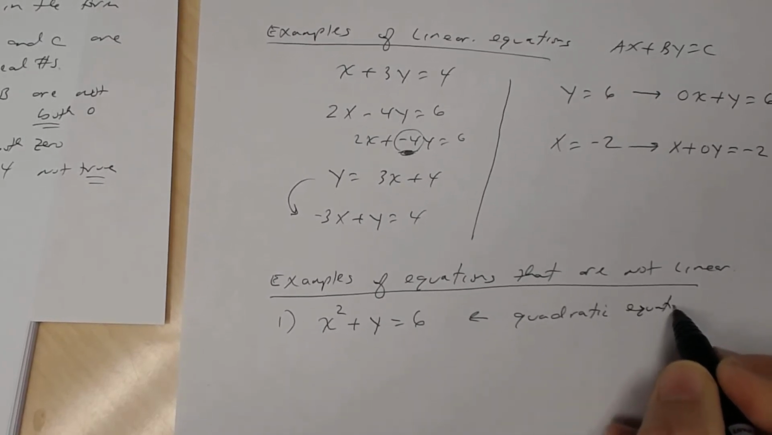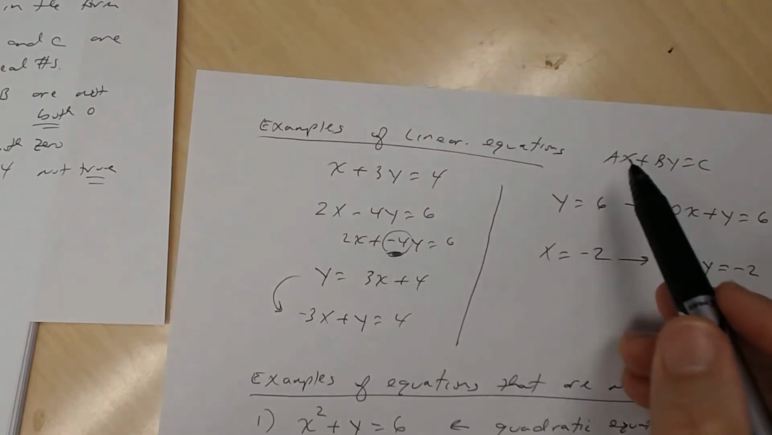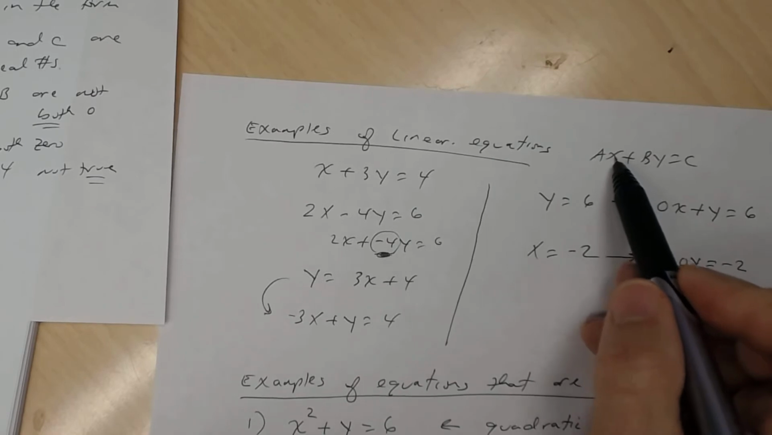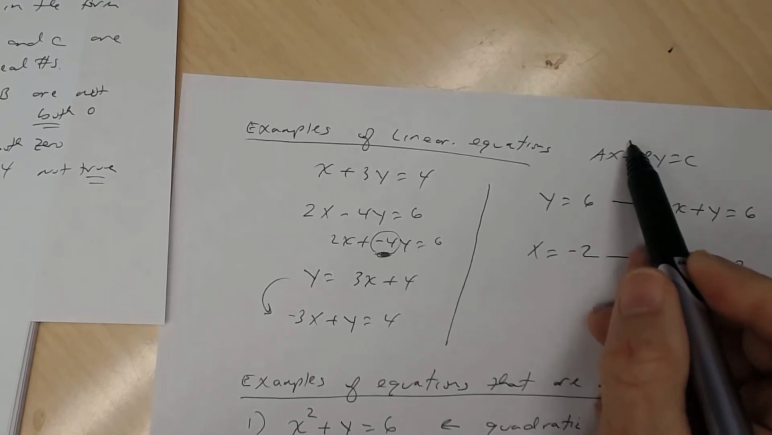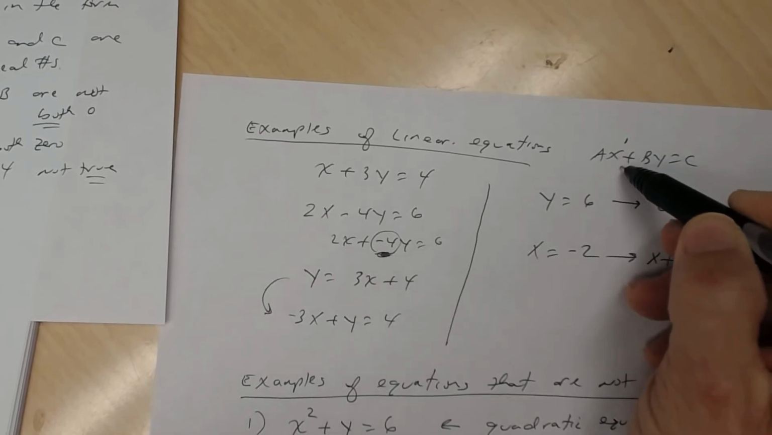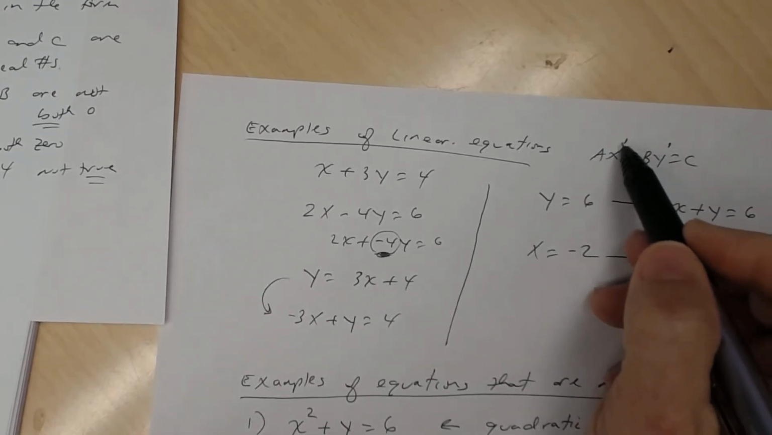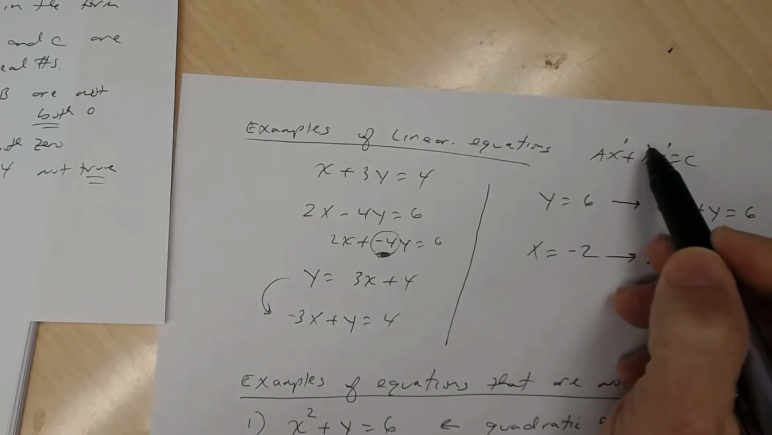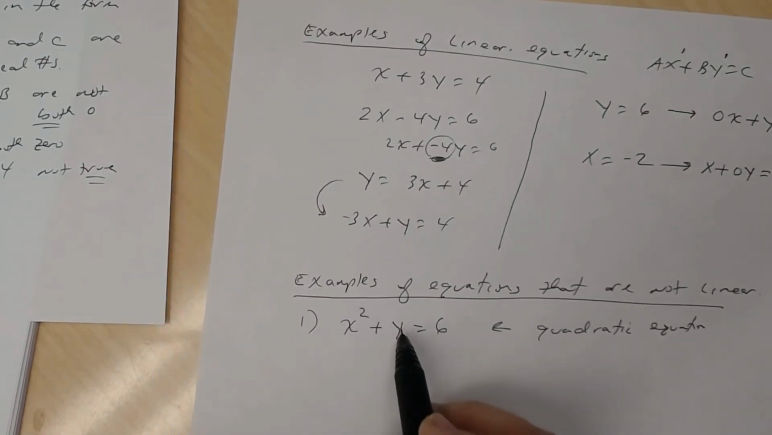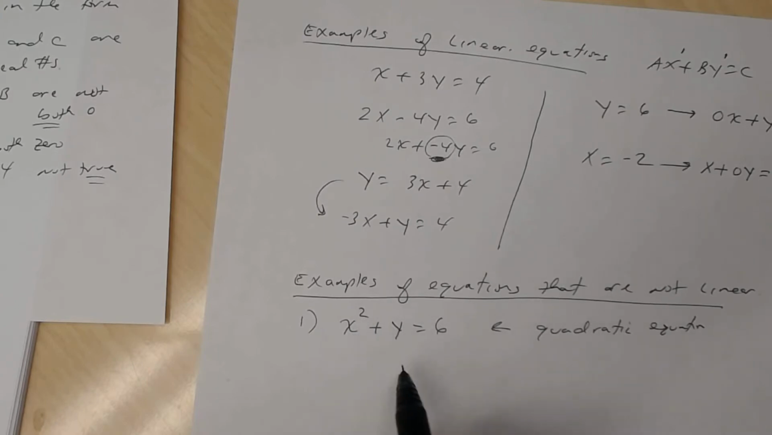All right, now remember, for us right now, in order for it to be linear, it's got to look like this: a times x to the first, plus b times y to the first. So in other words, the exponents of the variables must be 1. If you look at this, the exponent of y is 1, but the exponent of x is 2. So the fact that the exponent of x is not 1 makes it not linear.